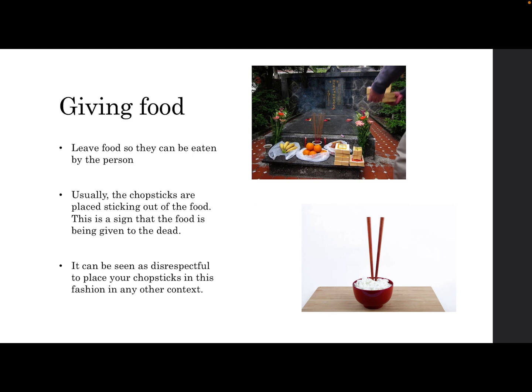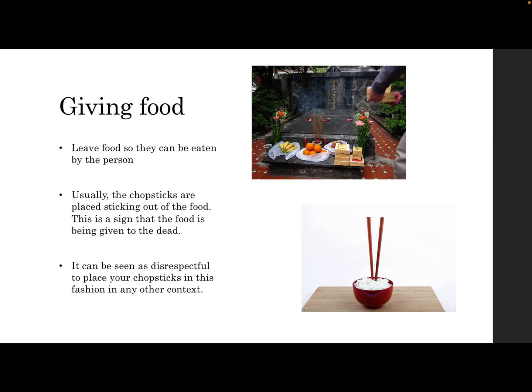So people can leave food, much like how Americans might leave flowers, to the dead to be eaten by them. The food isn't eaten by the people in the living world. They leave it for the dead to eat. And an important note is that if you're leaving chopsticks for the dead to eat with, you place it in the food, sticking out like this picture here.